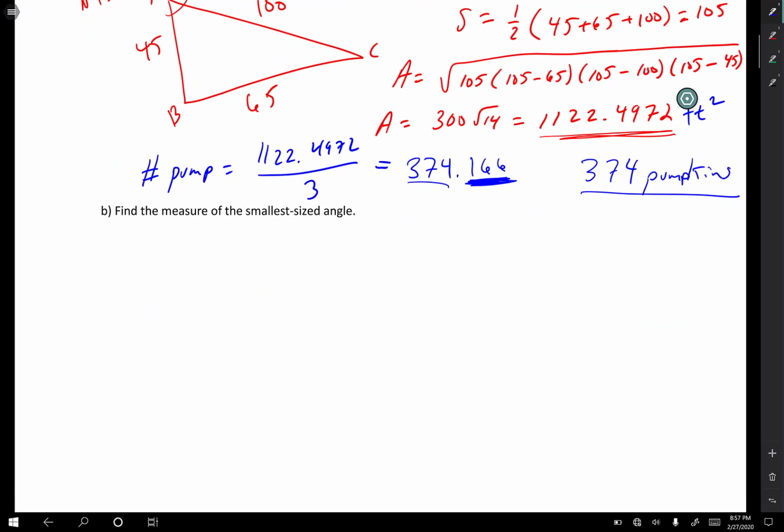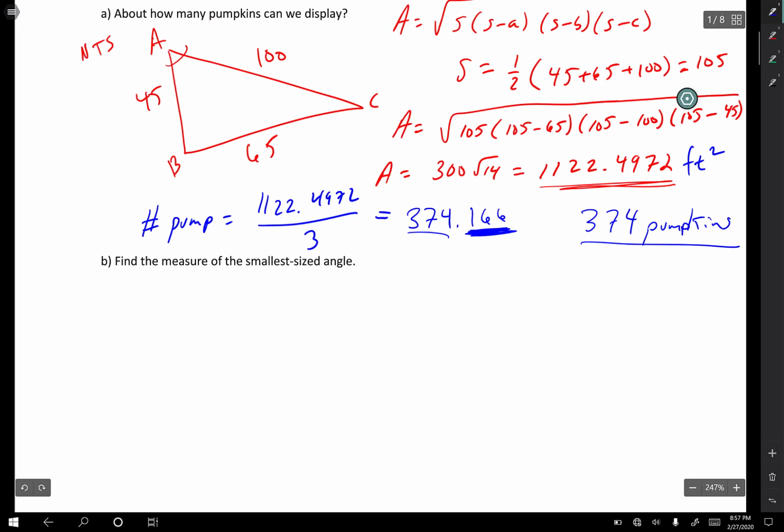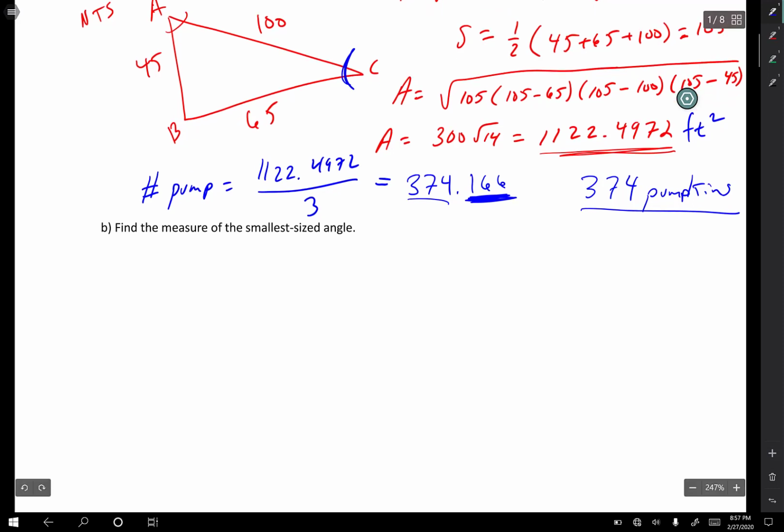All right, it says find the measure of the smallest angle. So recognize that the smallest angle comes from the smallest length. I see that 45, so my smallest angle obviously has to be angle C. So here we go, guys. I'm just using law of cosines. I'm looking for angle C here.